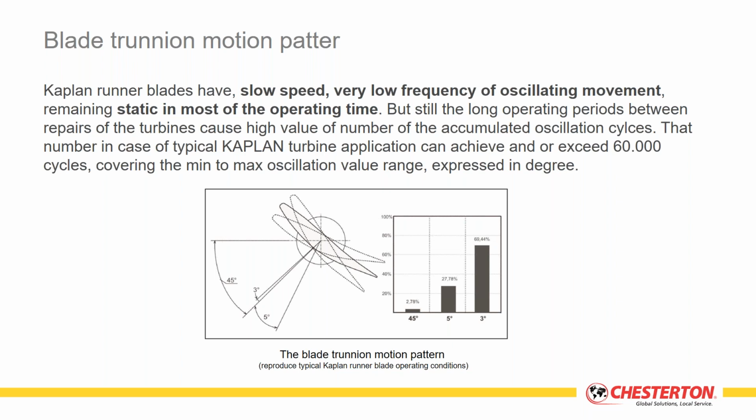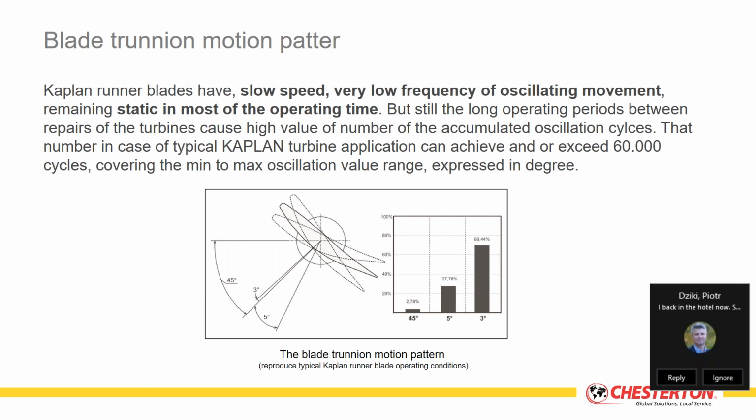However, even if we have such a very low frequency and a very low speed, through the long years of operation of the turbines, the accumulated number of cycles can reach around 60,000, which is a relatively high number. So even if it is a slow speed application with a very low frequency, at the end the accumulated number of cycles is actually high. Just giving you an idea, this is the chart on the slide.